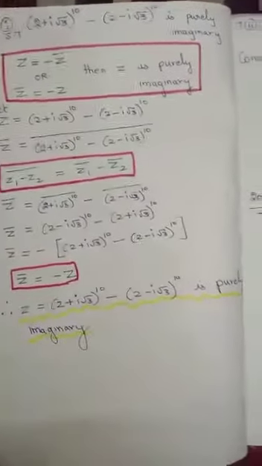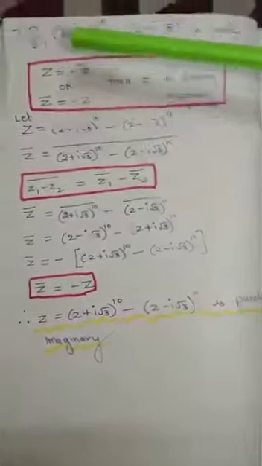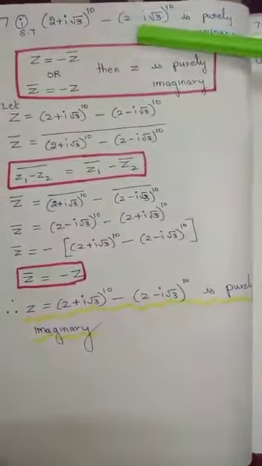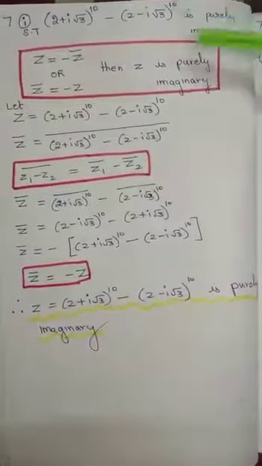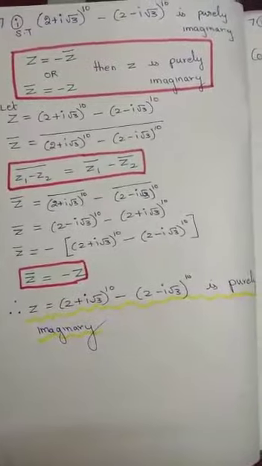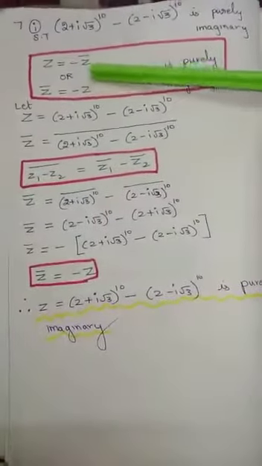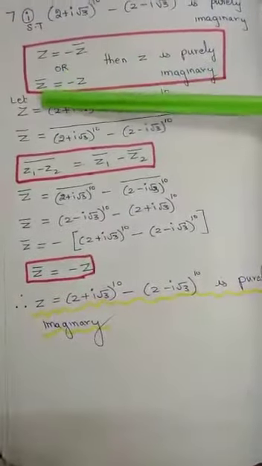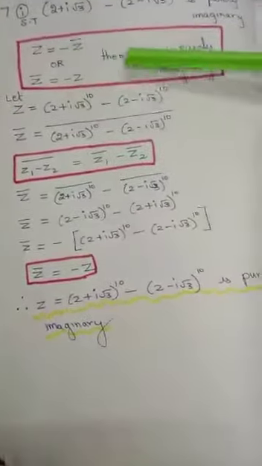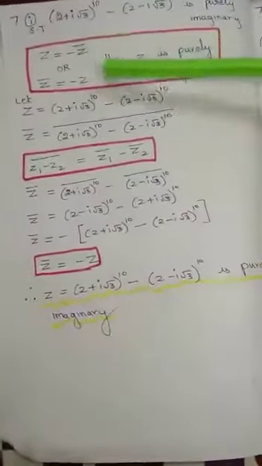Exercise 2.4, question number 7, first subdivision. Show that (2 + i√3)^10 − (2 − i√3)^10 is purely imaginary. So we have learned in properties that when z is equal to minus z conjugate, or z conjugate is equal to minus z, then z is purely imaginary. So this is what we have to prove now.